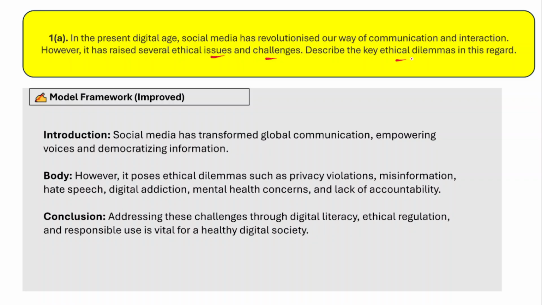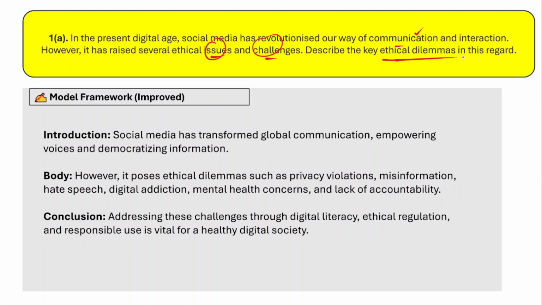Firstly, you need to look at the positive side of social media, because the positive side is that it has revolutionized the way of communication and interaction. But there are several issues and challenges, and these have raised key ethical dilemmas, and we need to identify the key ethical dilemmas. So let's go through the model framework of this answer.